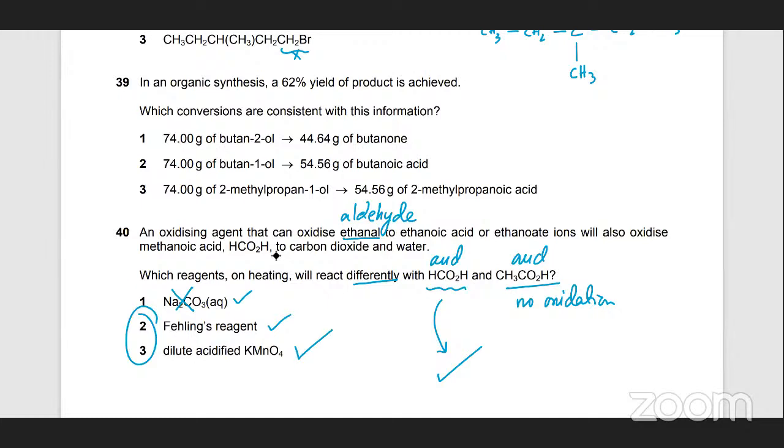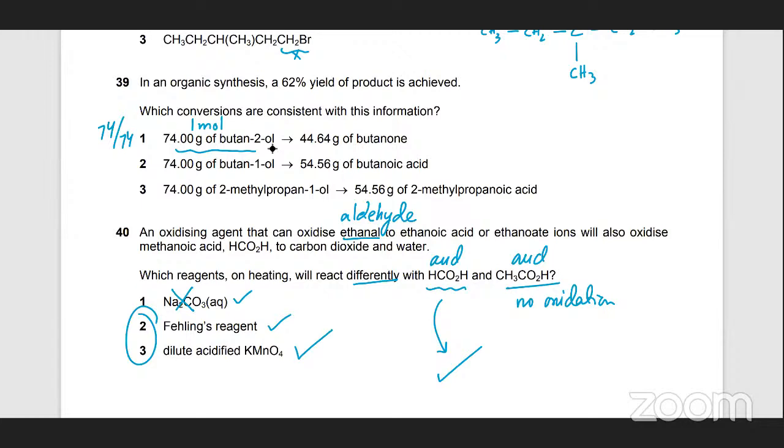You can do the yield question on your own. We're running out of time. Just try and figure out the conversions that are given. You can figure out the yield yourself. Like how many moles is this? It's 74 divided by 74, mass divided by Mr. You can draw butan-2-ol. The Mr is 74, so mass divided by Mr gives you 1 mole.